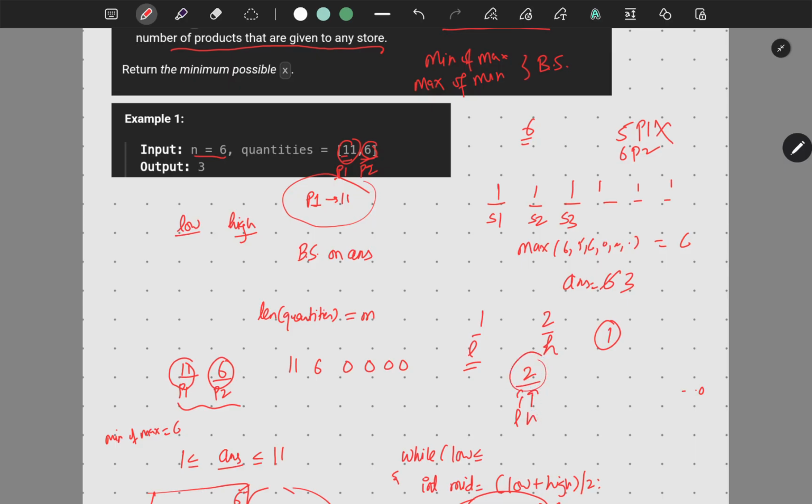So now our low and high would both be pointing to 2. So mid would be 2. So is giving the quantity of 2 possible? Why not give it? So we are distributing 2 quantities of P1, and now we have distributed all of P1, but we still have 6 quantities of P2 left. So that means 2 is also not the optimal answer. So our optimal answer is 3.